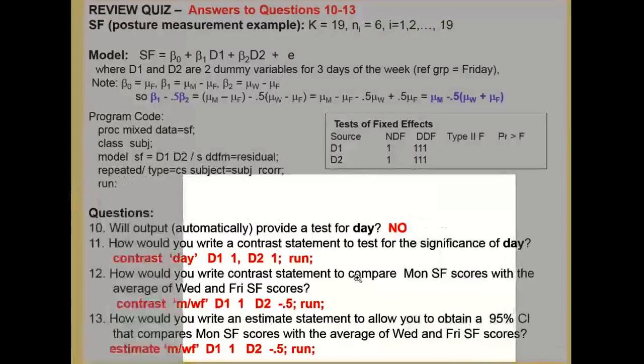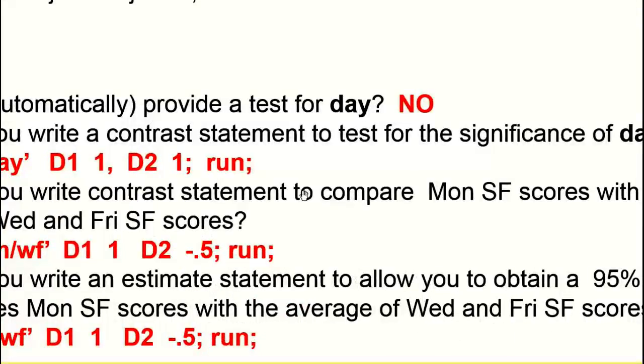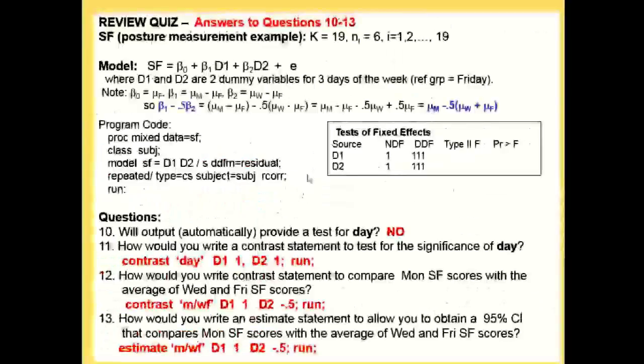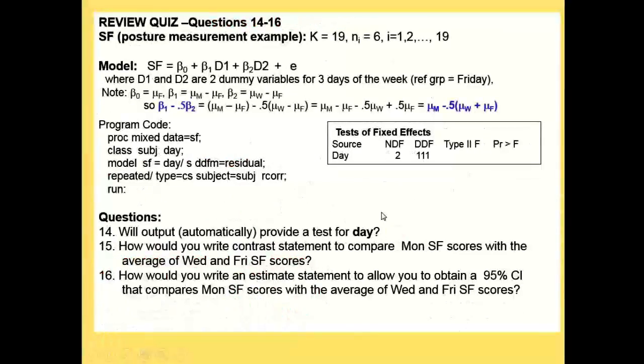Let's see some more questions, and then I'm going to break. So we just did: will this output automatically provide a test for day? Here's the model, no time variable in there, but you notice day is a class variable? Will this output automatically provide a test for day? Yeah, you don't need a contrast statement.